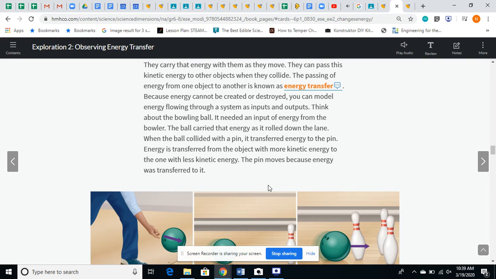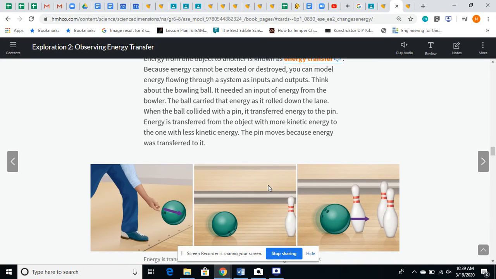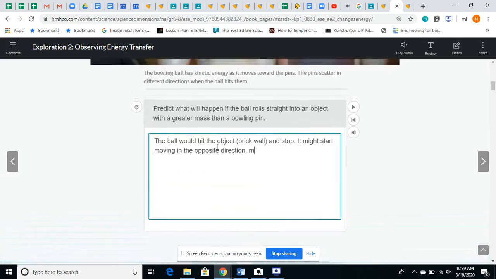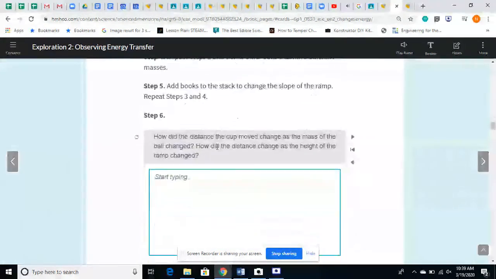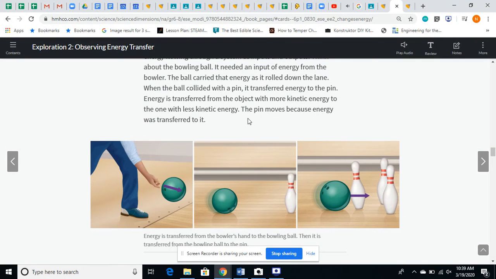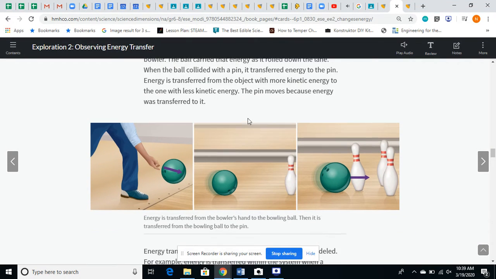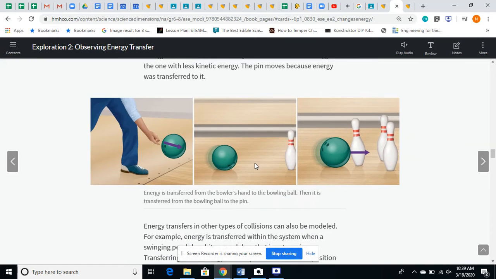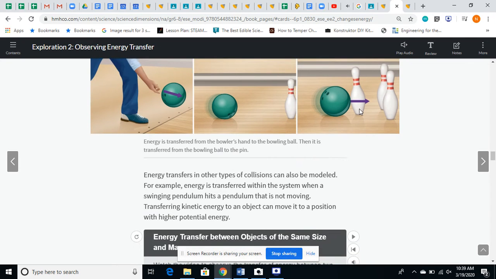Think about the bowling ball. It needed an input of energy from the bowler. The ball carried that energy as it rolled down the lane. When the ball collided with a pin, it transferred energy to the pin. Energy is transferred from the object with more kinetic energy to one with less kinetic energy. The pin moves because energy was transferred to it. So again, the ball is moving, and as soon as it hits the pin, the pin moves because it received that energy. Otherwise, the pin would stay put.